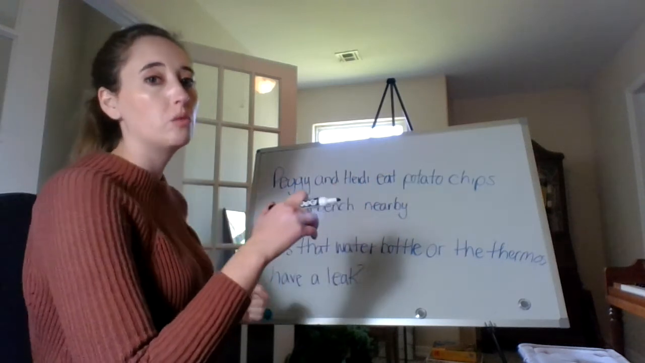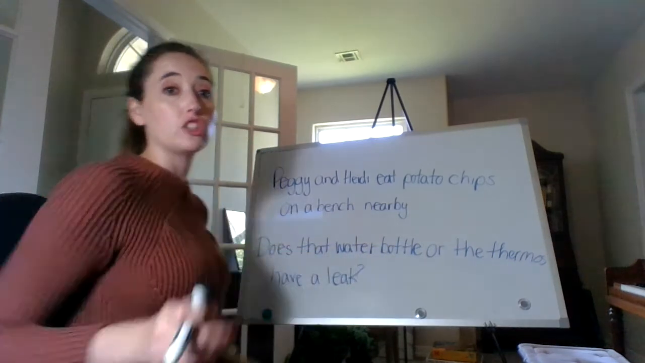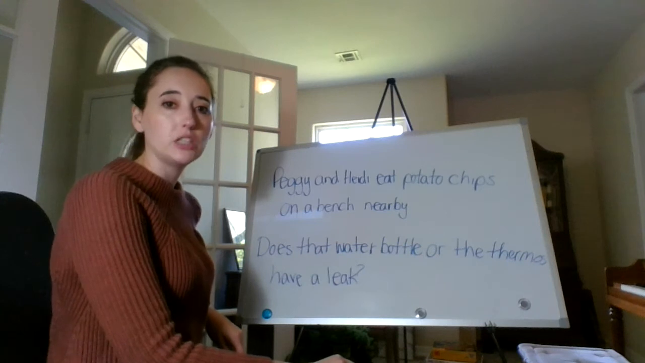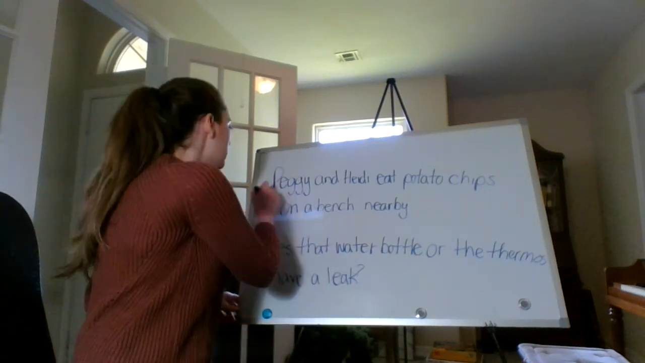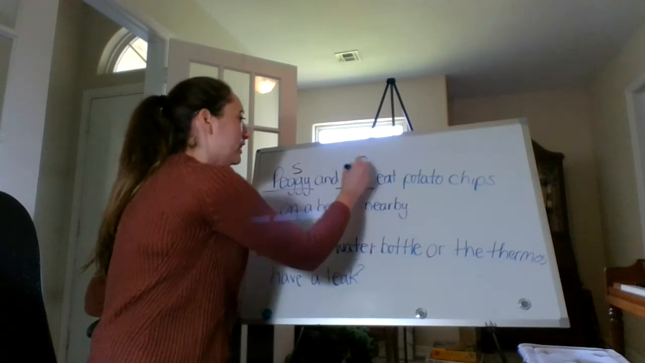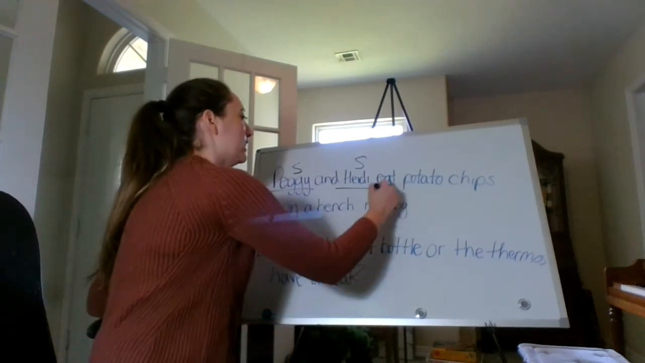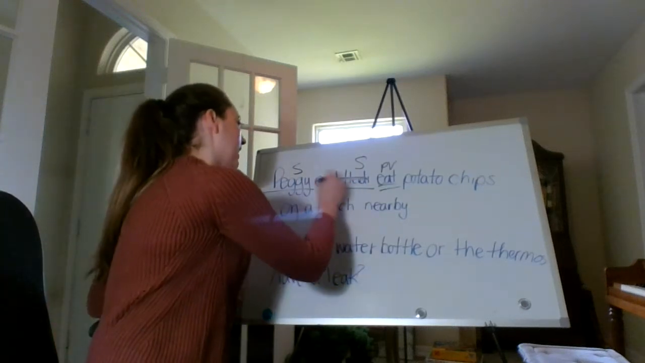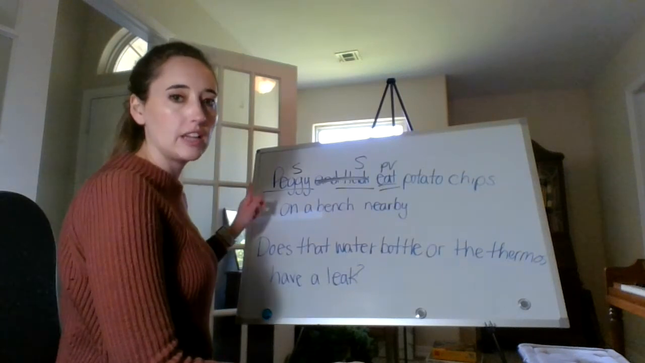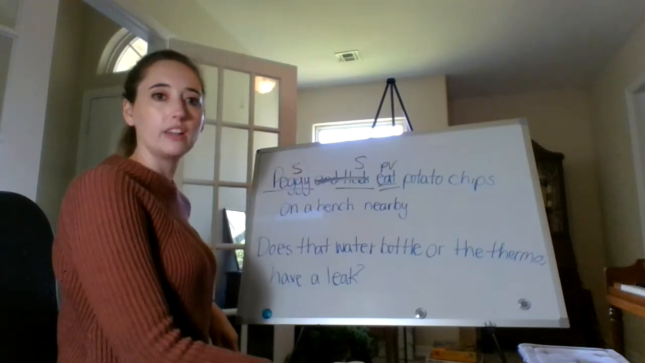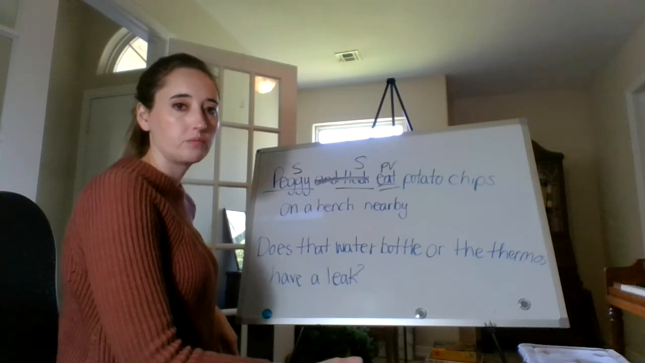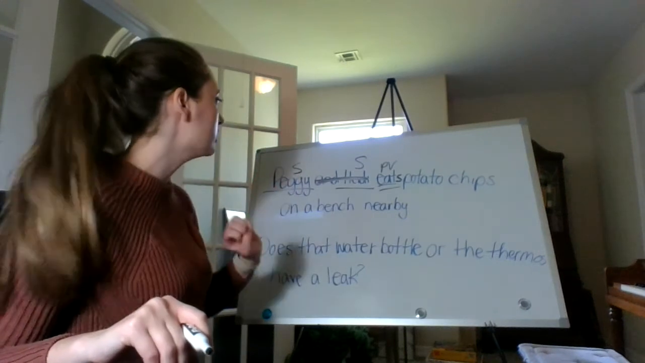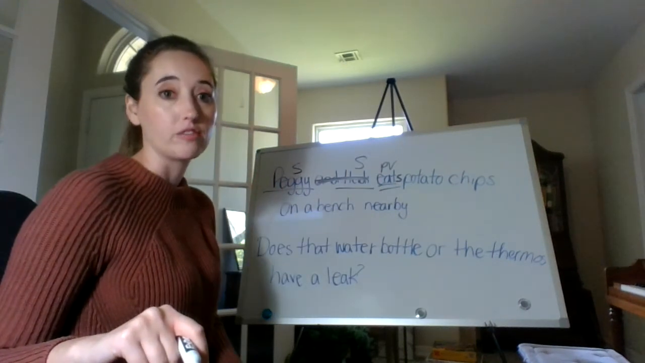We're going to remove one of the subjects and then make changes to our verb if we need to. In this sentence, it says, Peggy and Heidi eat potato chips on a bench nearby. First, let's find our subjects, Peggy and Heidi. Okay, Peggy and Heidi, eat is our predicate verb. If we remove one of the subjects, let's say we remove and Heidi, we'd say, Peggy eat potato chips on a bench nearby. How do we change the verb? We're going to add an S to the verb to say eats now. Singular subject, we need an S at the end of that verb.